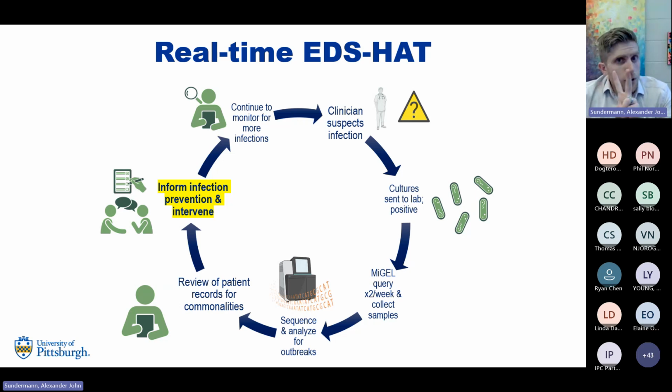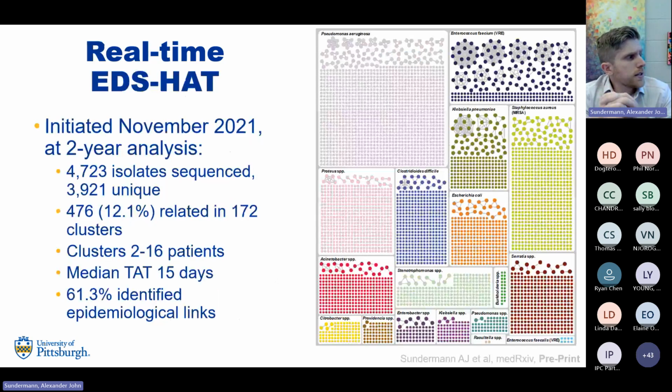So what did we find over the course of 2 years? This is the preprint data here. We started in November of 2021. We are still doing real-time weekly genomic surveillance to this day. But the cutoff time frame for this preprint was 2 years, so November of 2021 to November of 2023.